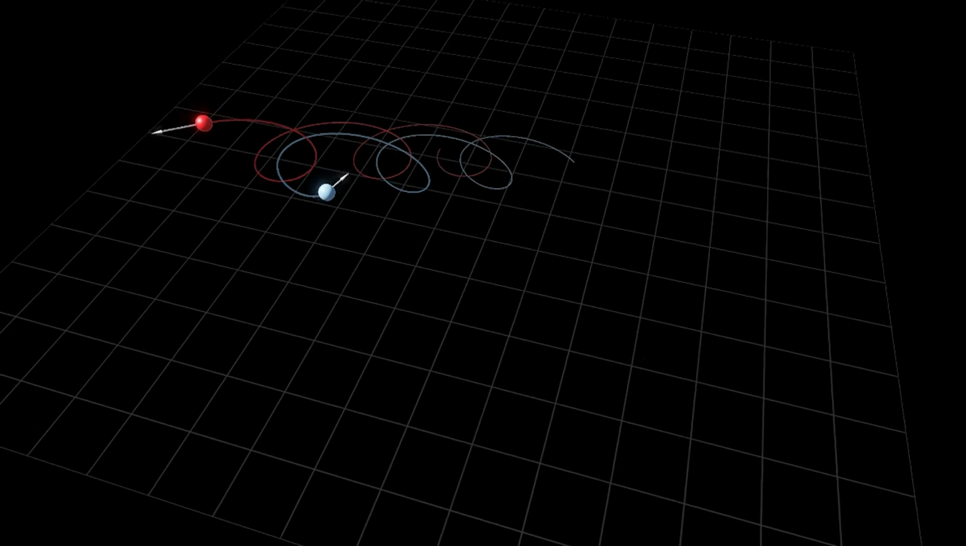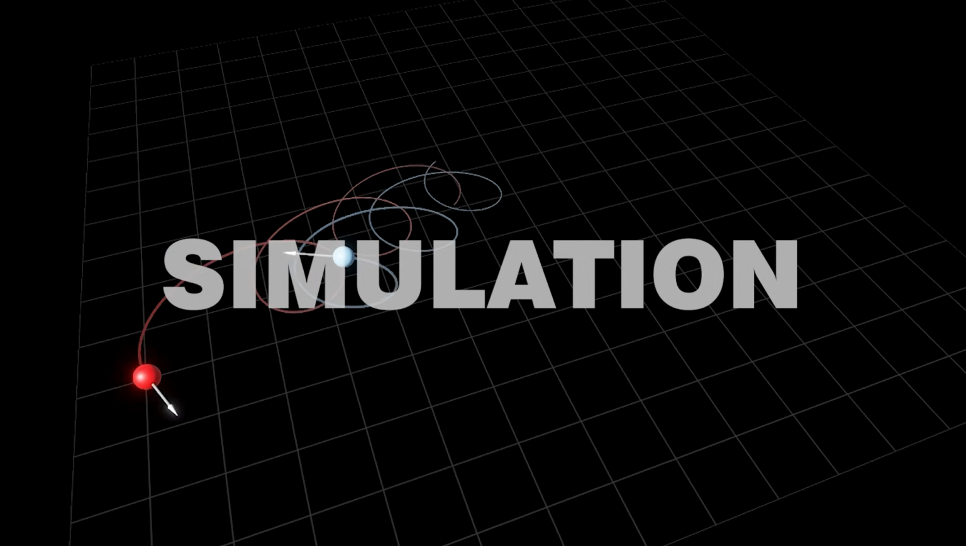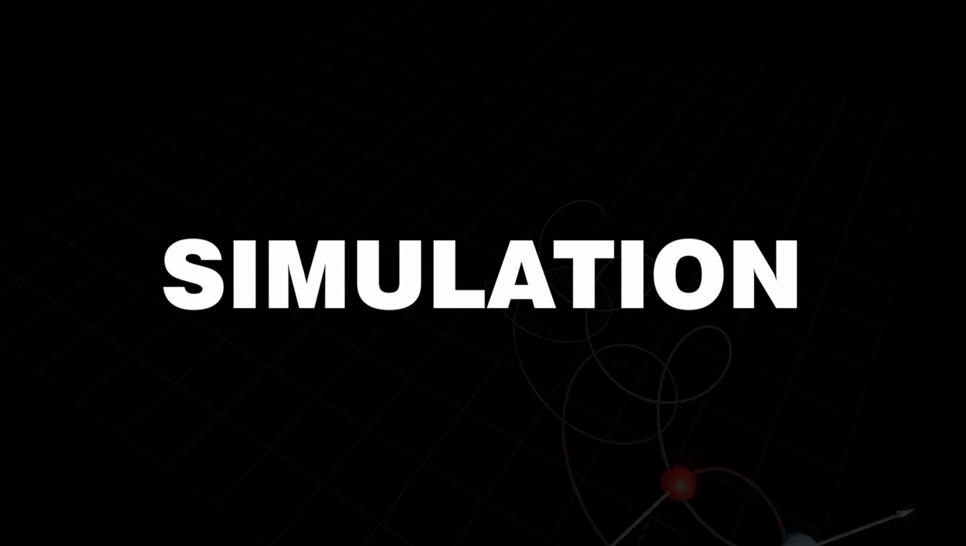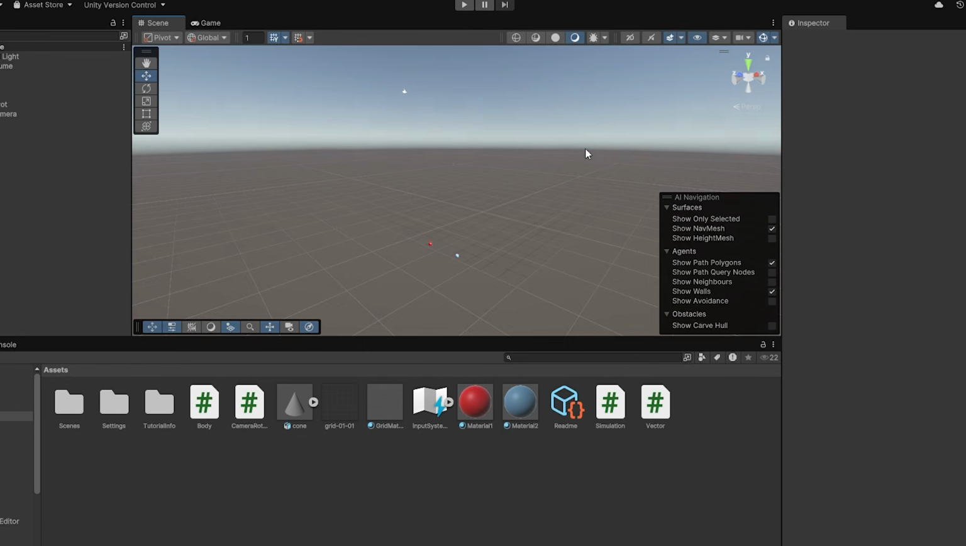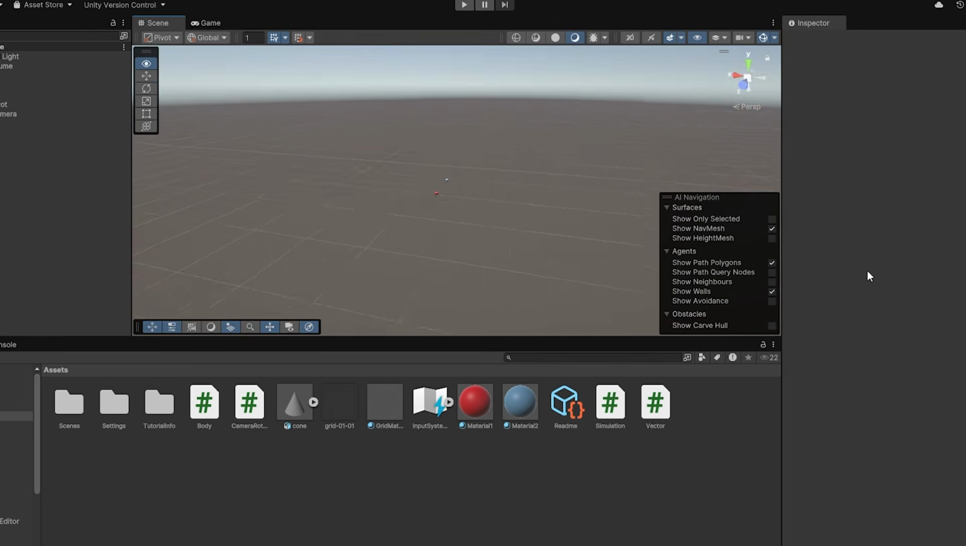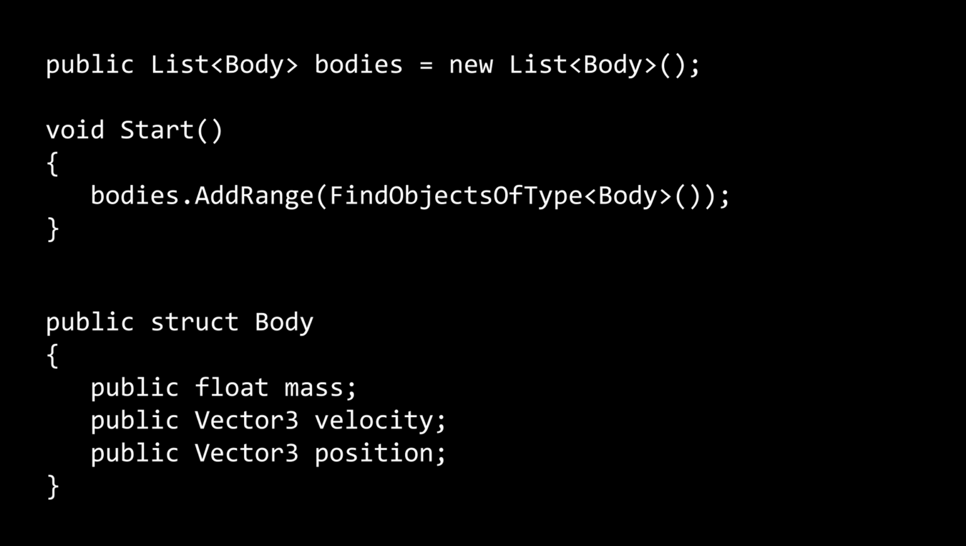Let's move to the most interesting part, the 3D simulation of gravity interaction. I made the simulation in Unity engine because there it's simple to work with 3D. First, I should explain how the simulation will work. Simulation stores a list of bodies. Each body has mass, velocity vector, and position coordinates.